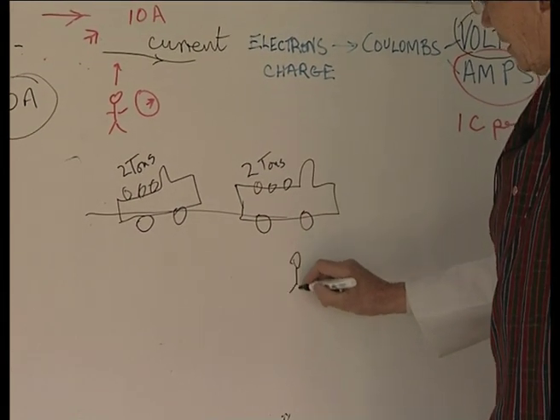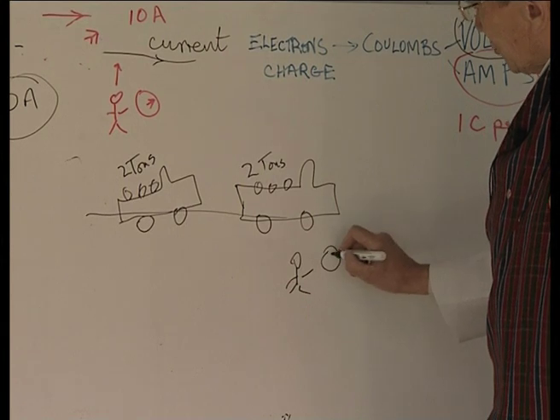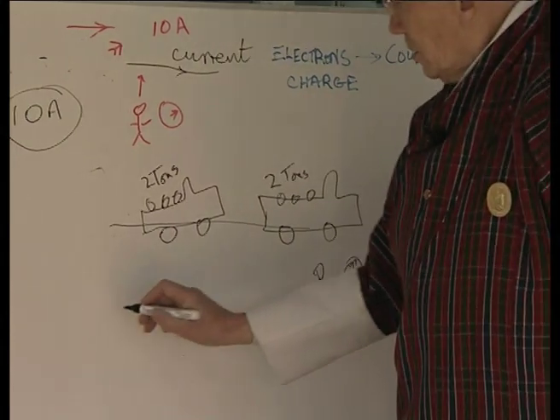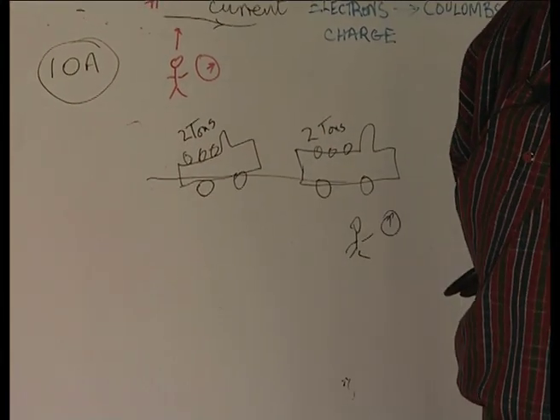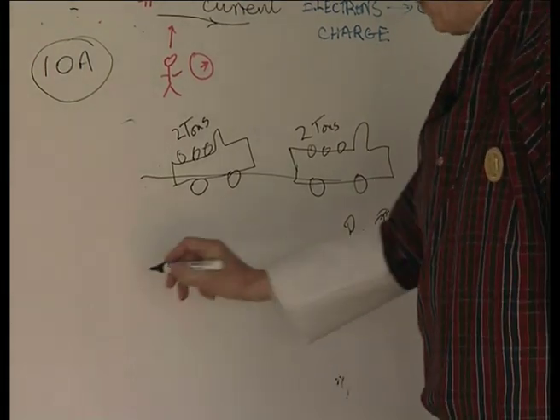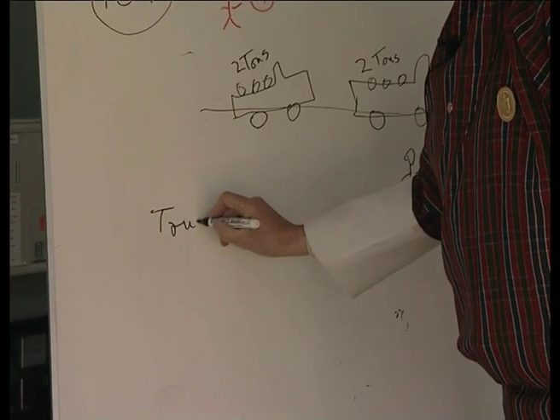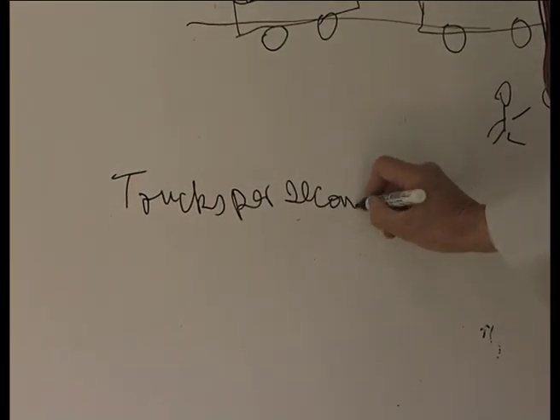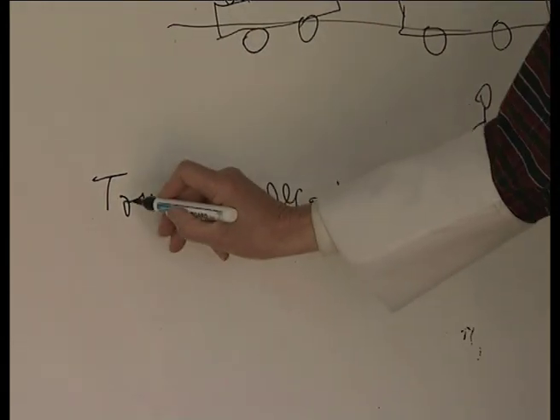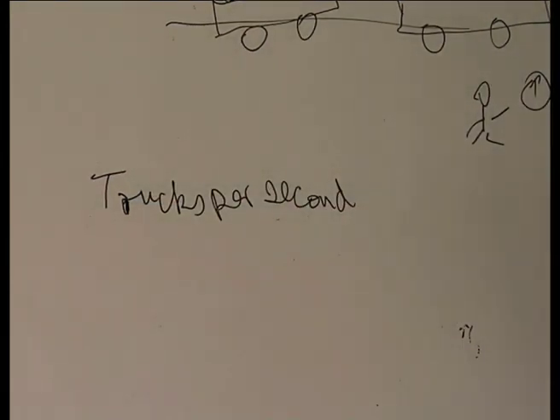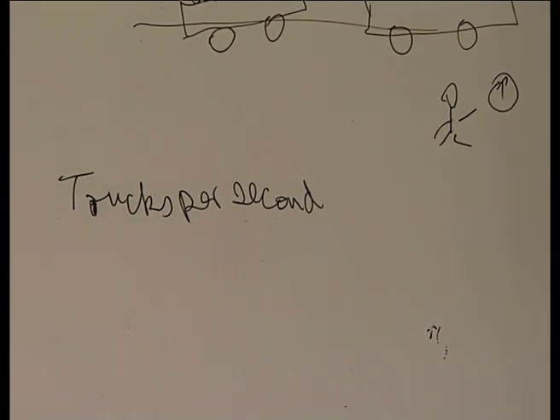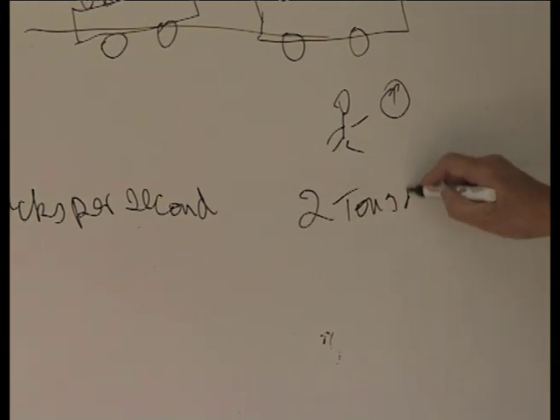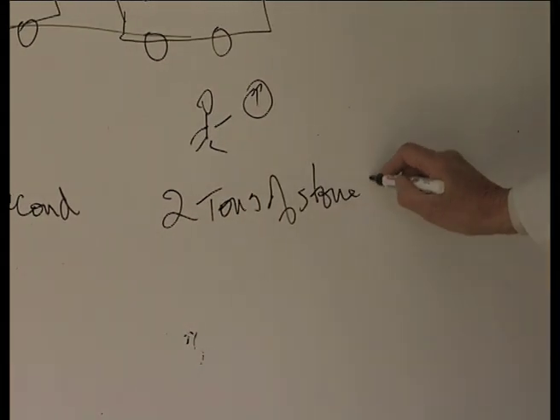Little person here counting the trucks as they go past, and he's got a stopwatch. He counts how many trucks per second go past. And he measures how many tons of stone are on each truck. 2 tons of stone per truck.